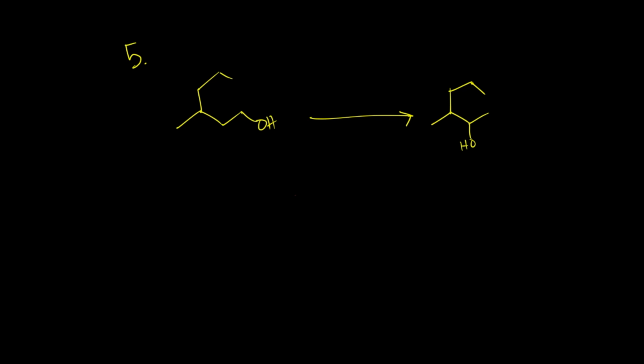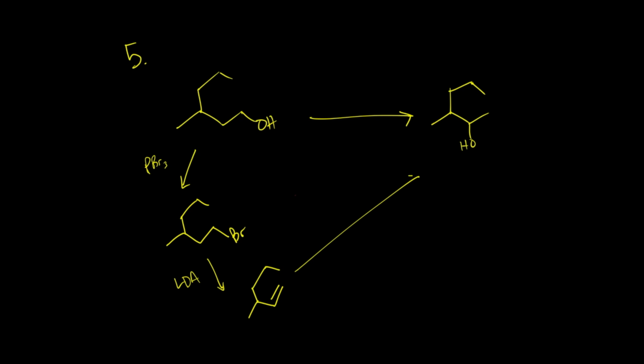We got another good one here. Start this thing off by getting rid of that OH. We know with PBr3, we're replacing that O with a Br. If I do a little bit of base, let's do strong base, maybe LDA, I can actually make a nice double bond right here. Okay. Once we get that double bond here, it looks like I want that OH on the Markovnikov spot. So in order to get that, I can go ahead and do a Markovnikov.